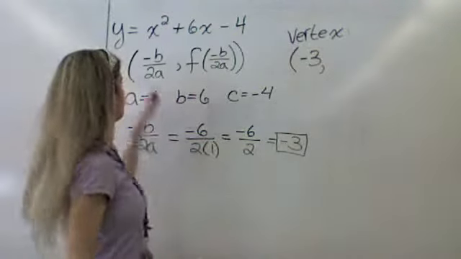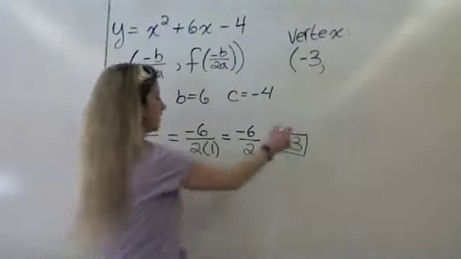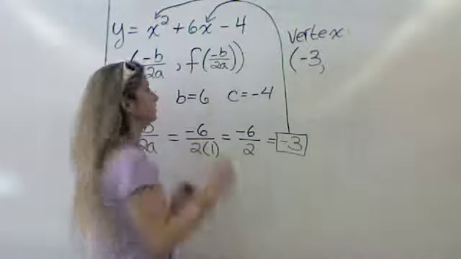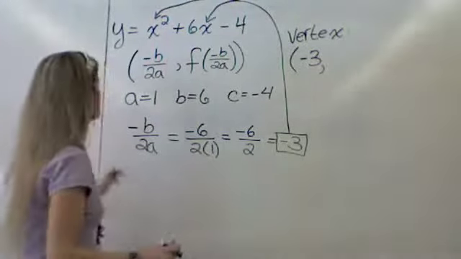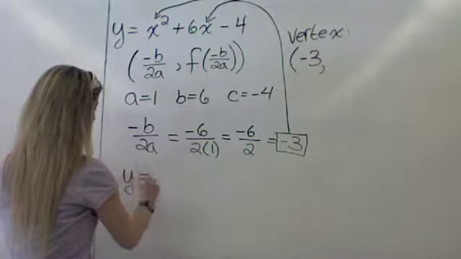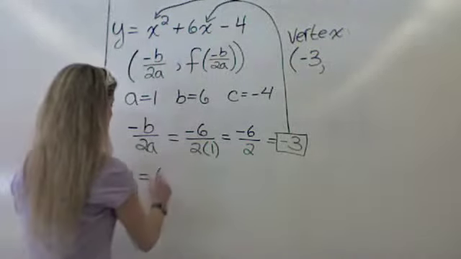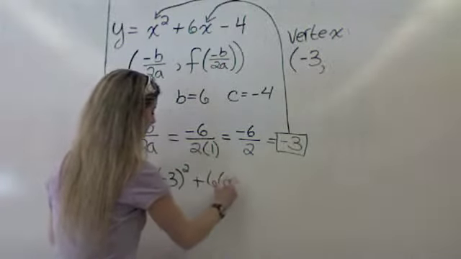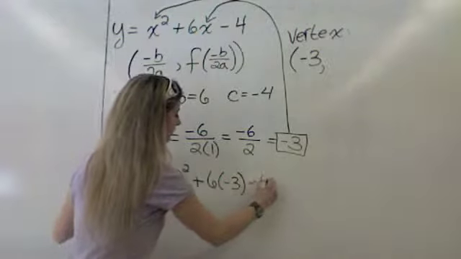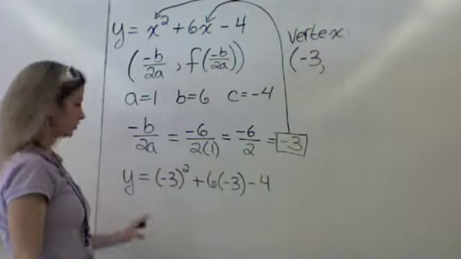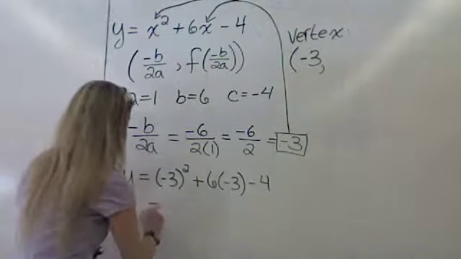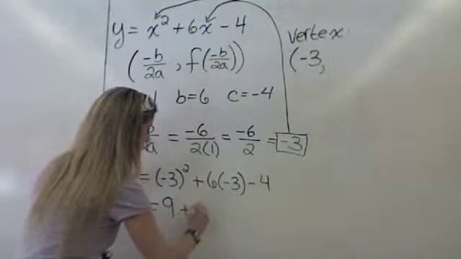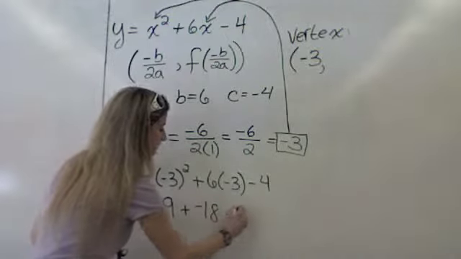Okay? Now how do we find the y-coordinate? We're going to do just what I said. We're going to take this, we're going to plug it in for x up here, and then we're just going to evaluate it. Okay? So y equals negative 3 squared plus 6 times negative 3 minus 4. Okay? So negative 3 squared we know is 9. 6 times negative 3 is negative 18, so plus negative 18, and then minus 4.